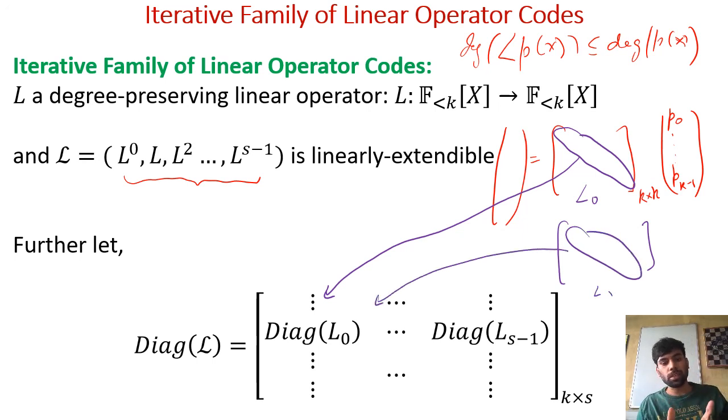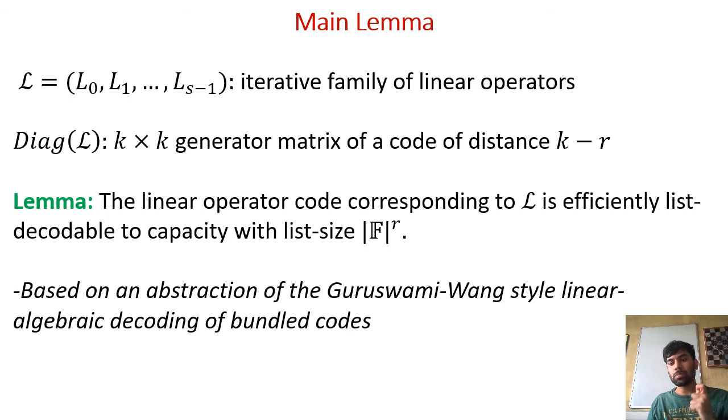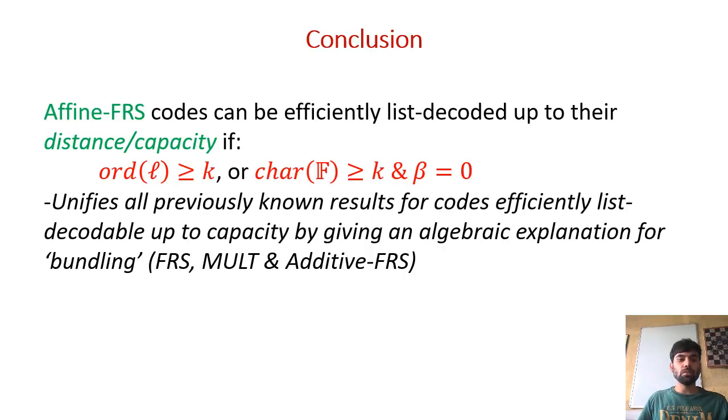If you look at this diag_L object, it is another generator matrix of a code, and the distance of this code happens to capture the list decoding properties of all the codes we have seen till now. In particular, if the distance of this code is k minus r, then the linear operator code corresponding to script L is efficiently list decodable up to capacity with list size |F|^r. And our proof is based on an abstraction of Guruswami-Wang, basically realizing that it applies to a much more general class of codes rather than some ad hoc arguments for multiplicity codes, folded Reed-Solomon, additive folded Reed-Solomon, etc. And with that, we were able to conclude that affine folded Reed-Solomon codes can achieve list decoding capacity efficiently under some constraints. And I thank you for your attention.